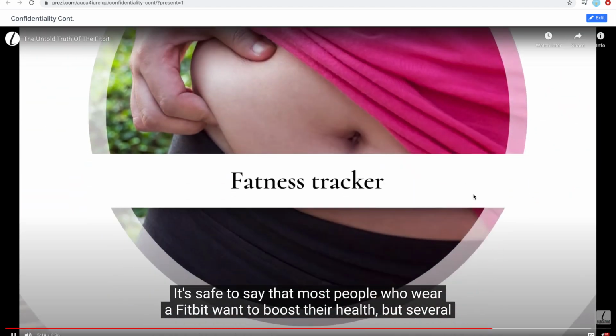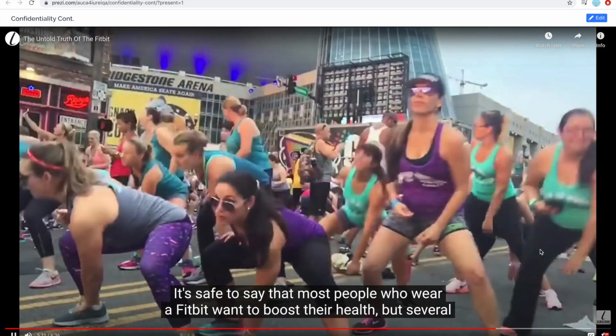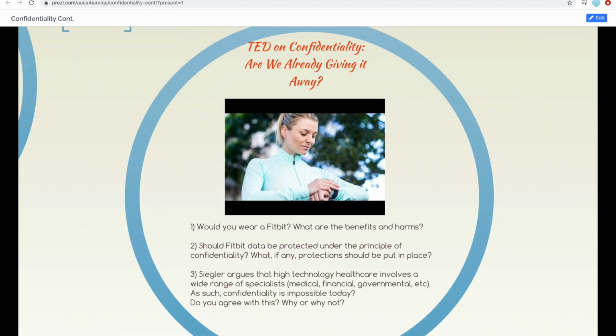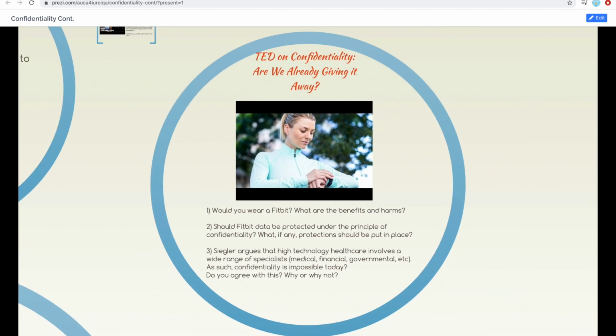It's safe to say that most people who wear a Fitbit want to boost their health, but several studies have shown that some people report their weight heading in the other direction. Okay, so this basically illustrates how our health data, while it is protected in medical contexts, may not be protected, and indeed is often not protected in the public sphere.